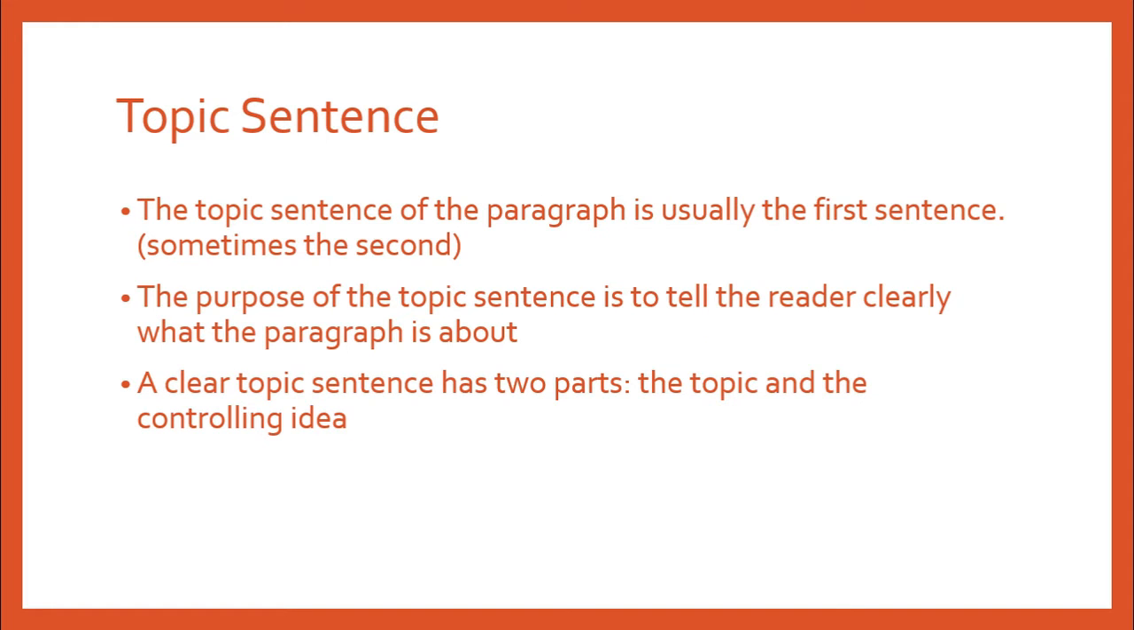So, in topic sentences, these are usually the first sentence, but in some rare cases they can also be found as the second sentence of a paragraph. We've seen a couple of examples of that, but in general, the rule you want to follow is to have your topic sentence be the first sentence, so that immediately when the reader starts reading your paragraph, they know exactly what you're going to be talking about in your paragraph. But the purpose of your topic sentence is to make sure the reader is very clearly aware of what your paragraph is going to be discussing. And the topic sentence needs to have two parts, which is the topic and then the controlling idea.